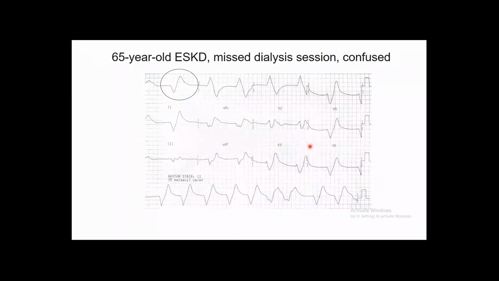And finally, an ECG of a 65-year-old end-stage kidney disease patient who missed his dialysis session and presented with confusion. We have a very wide complex ECG, barely see any P activity. And what is this? This is called sine wave. This is commonly seen in hyperkalemia. So in this scenario, mostly this patient has significant hyperkalemia.